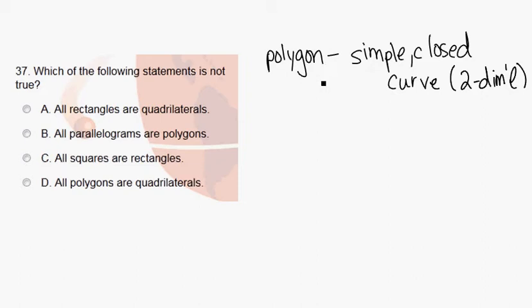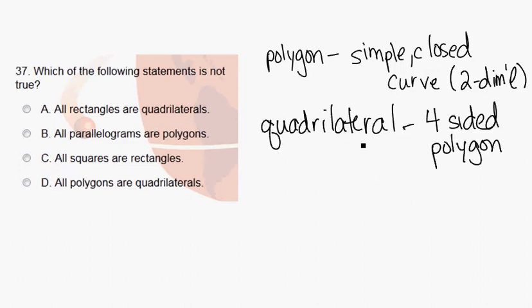You certainly should know for the Praxis exam what polygons look like, and maybe even have some counterexample pictures in your mind so you know what is a polygon and what isn't. Let's go on to the next term. We have a quadrilateral, and this is simply a four-sided polygon. Next term we have would be rectangles.